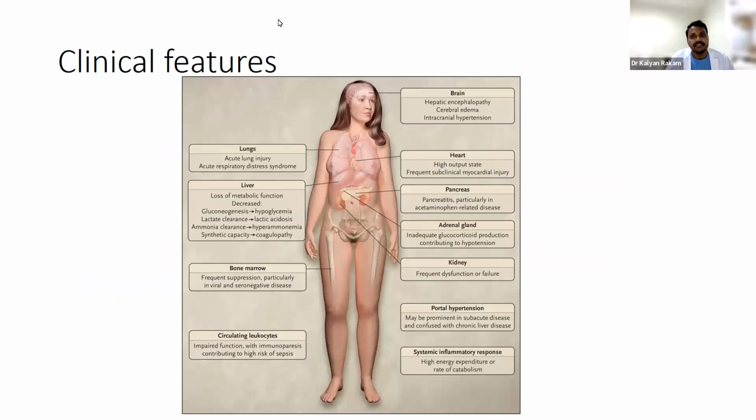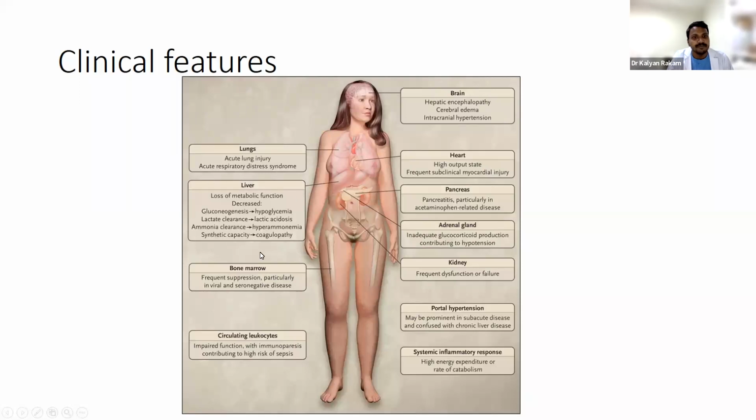So what are the clinical features? If you look at the clinical features, the most important is encephalopathy, how the brain gets affected: hepatic encephalopathy, cerebral edema, and raised intracranial pressure. These are the main clinical features of the central nervous system.